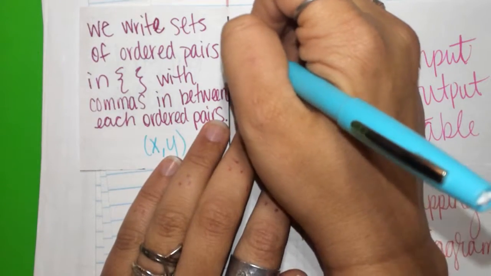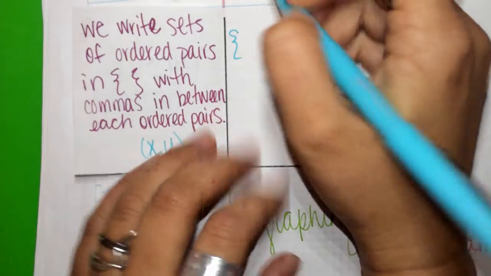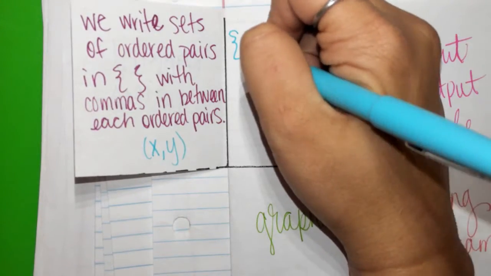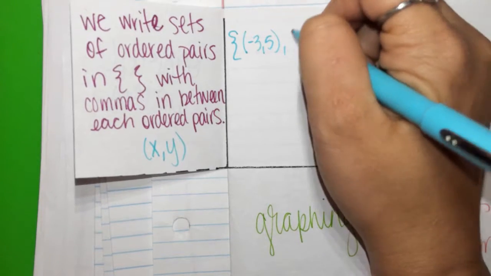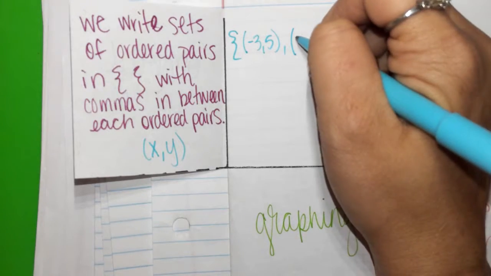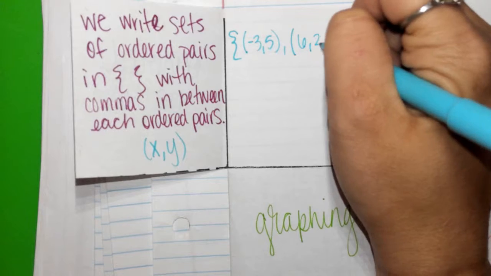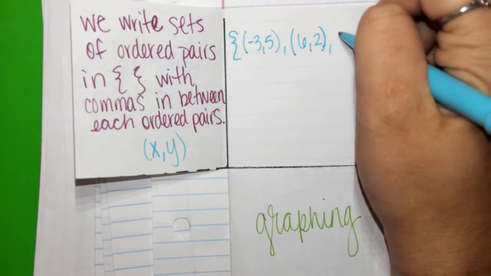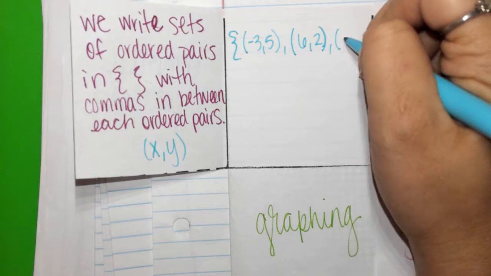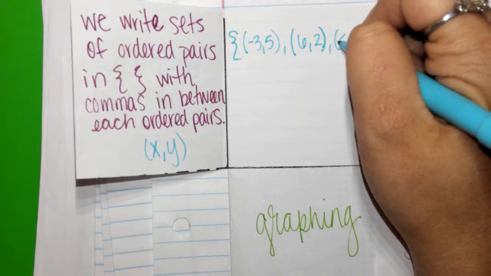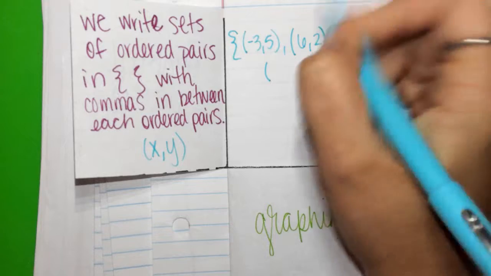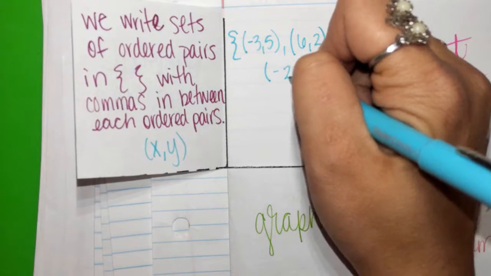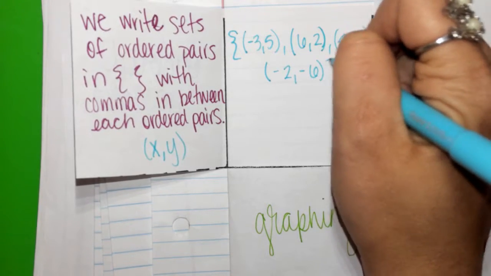Alright, so then, write squiggy. You always start with an open bracket. And then we're going to write -3, 5. That's our first ordered pair. Please don't slam the tower. It's okay. 6, 2 is our next one. 4, -5. And our last one is going to be -2, -6.